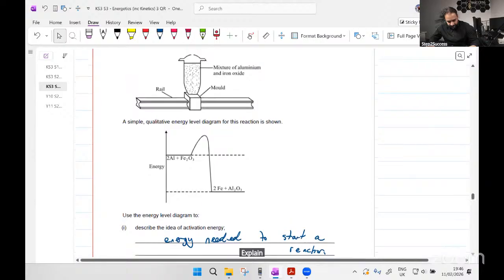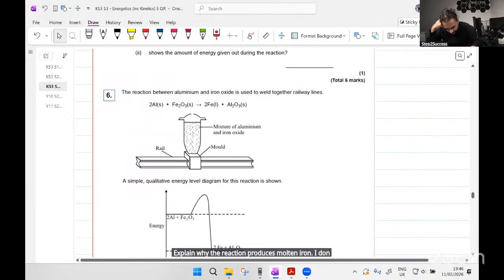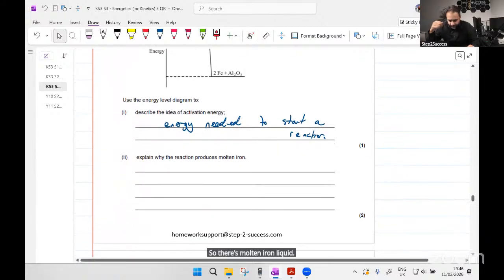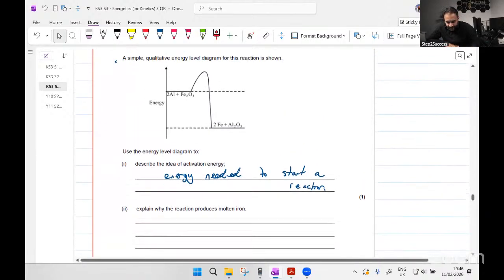Explain why the reaction produces molten iron. Don't know. So there's molten iron liquid. Explain why it produces molten iron. Okay, that's quite a hard question.